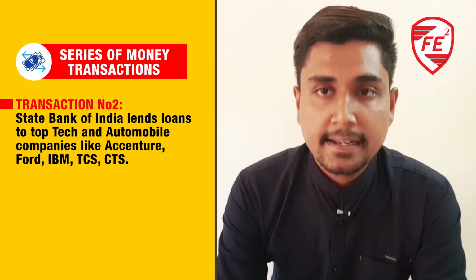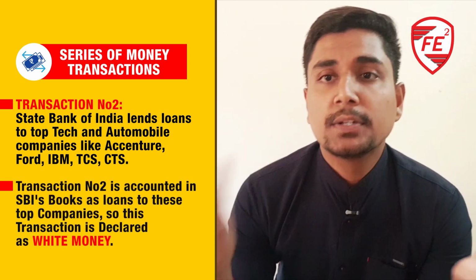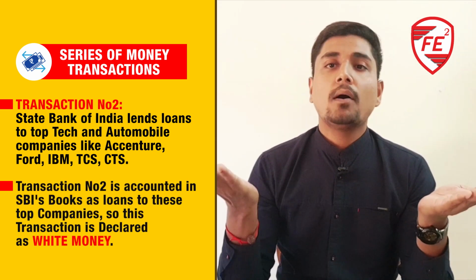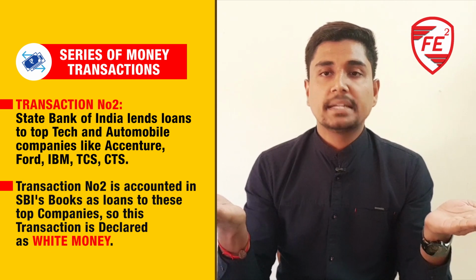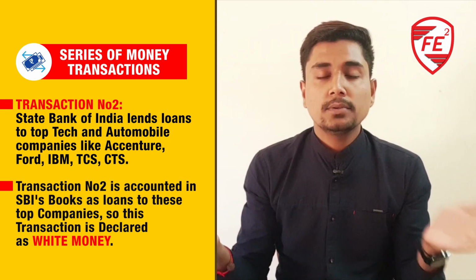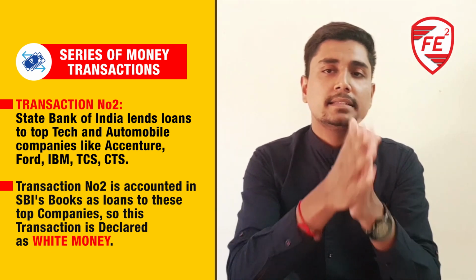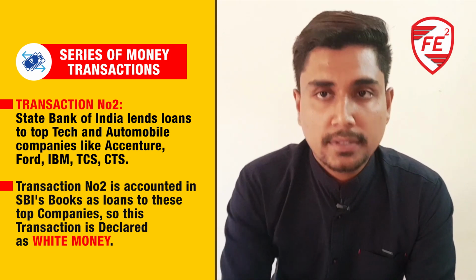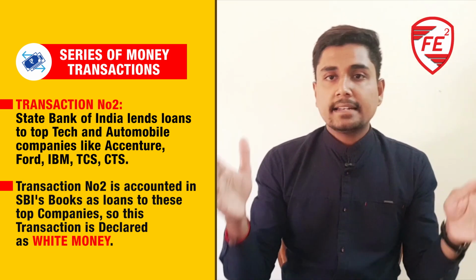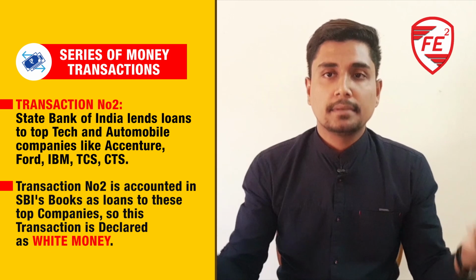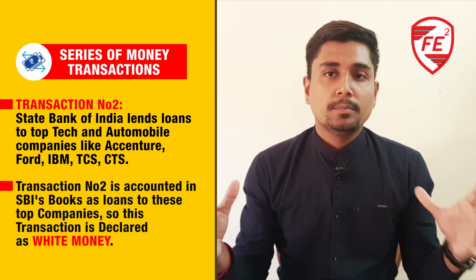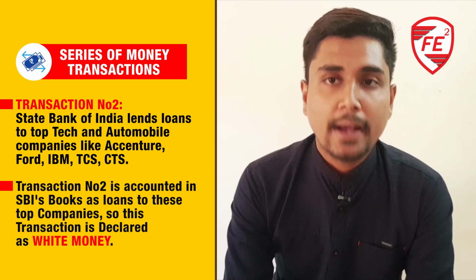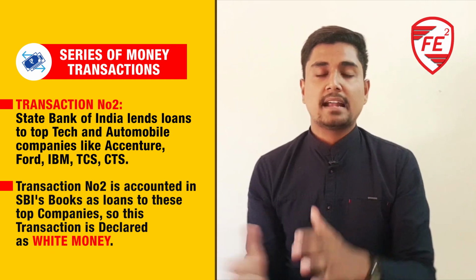Now let's take transaction number 2: SBI to these corporate tech companies or corporate manufacturing companies. It is again lent as a loan to these corporate giants. So this is accounted in the books and it is accounted to the government. Now the second transaction is also accounted as white money, because it is accounted to the government. So let's take transaction number 3.